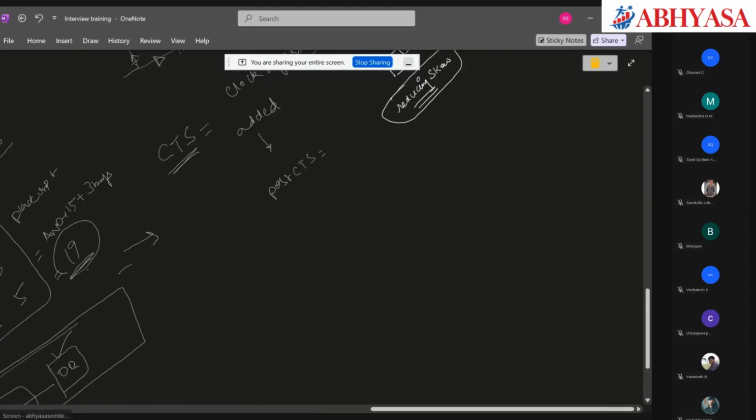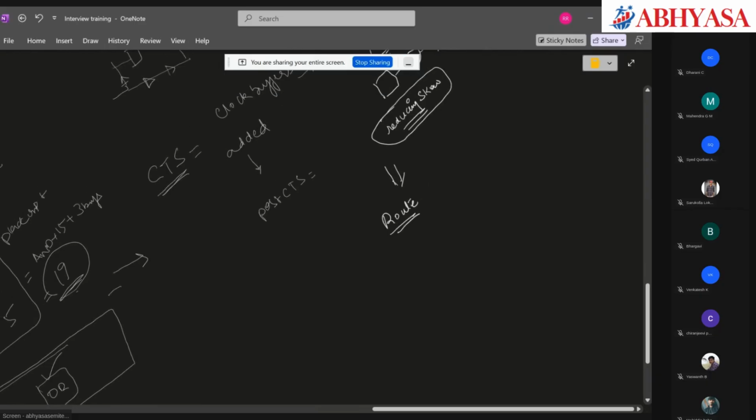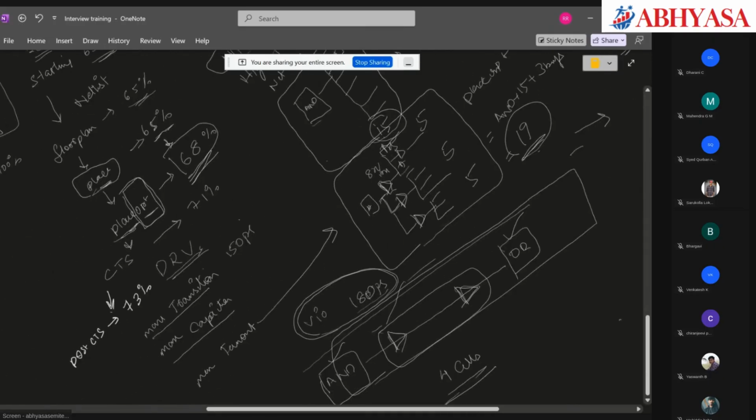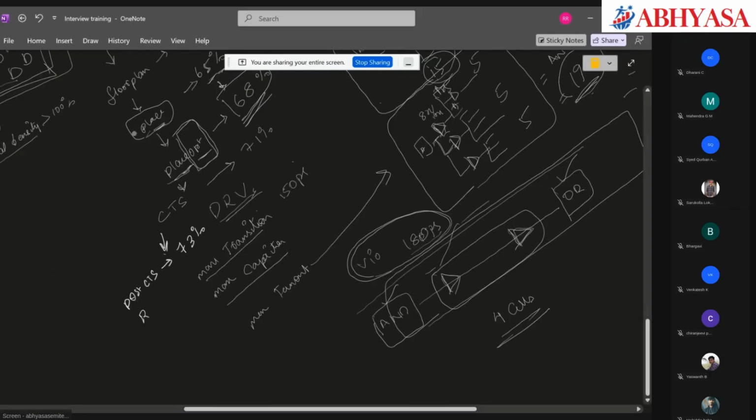Now from post CTS, I will go to route. At route stage, I will not touch any standard cells, right? Only routing will take place. Routing of metal layers will take place. So what will happen? My utilization will remain the same. Then from route, I will go to post route.